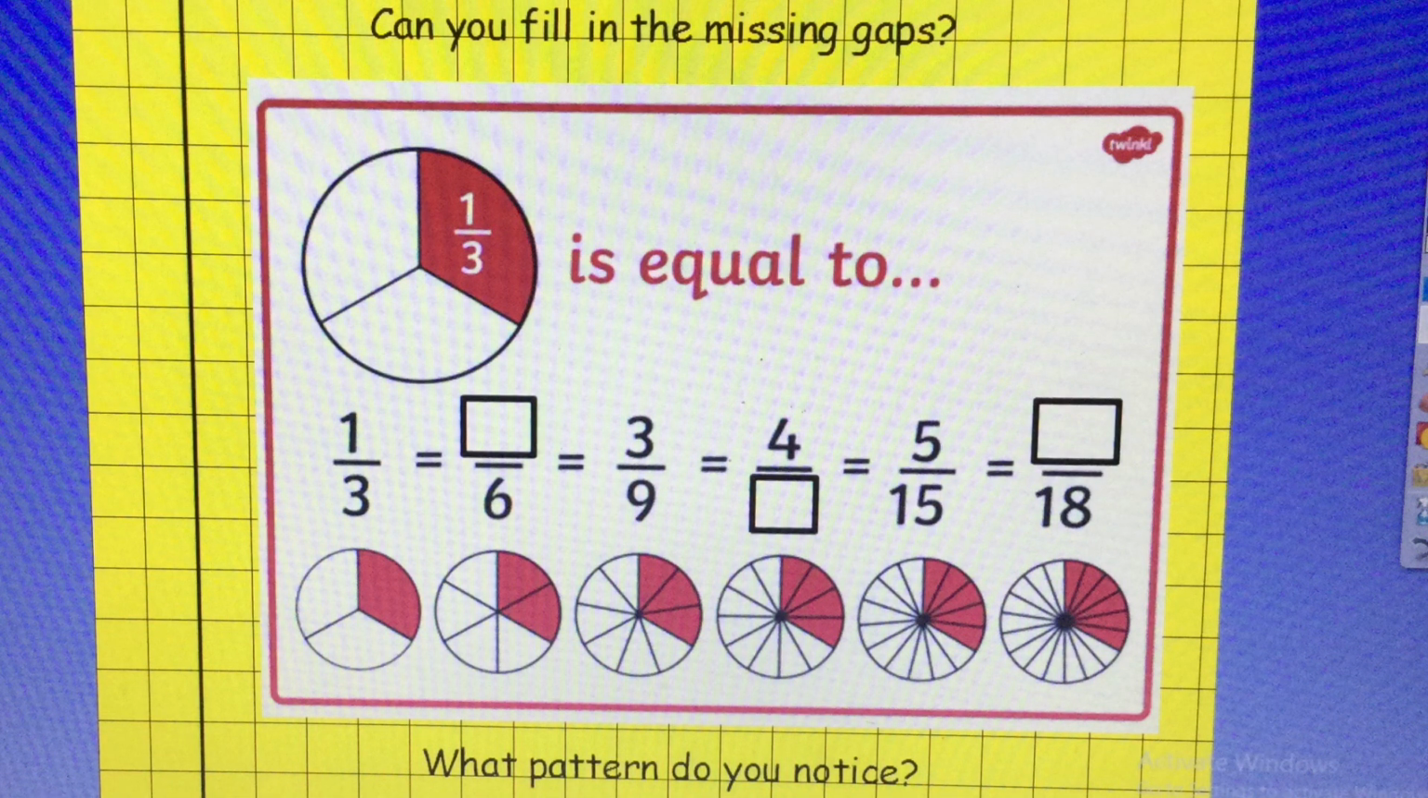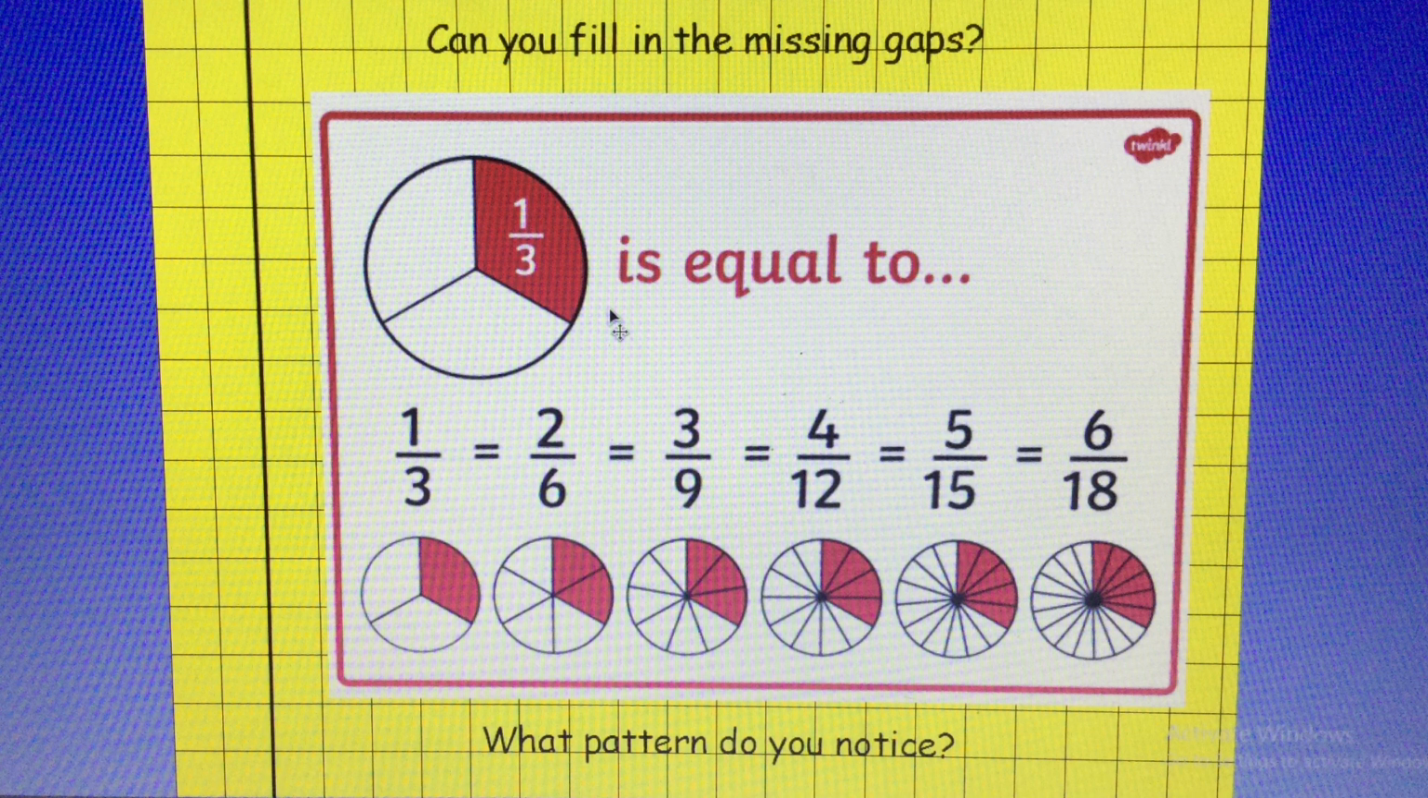Now we're going to have a look at which fractions are equal or equivalent to 1/3. And there are some examples below. However, some of the numerators and denominators have been hidden. Can you work out what fraction they should be? Also, if you're feeling super clever, what pattern do you notice in both the numerator and the denominator?